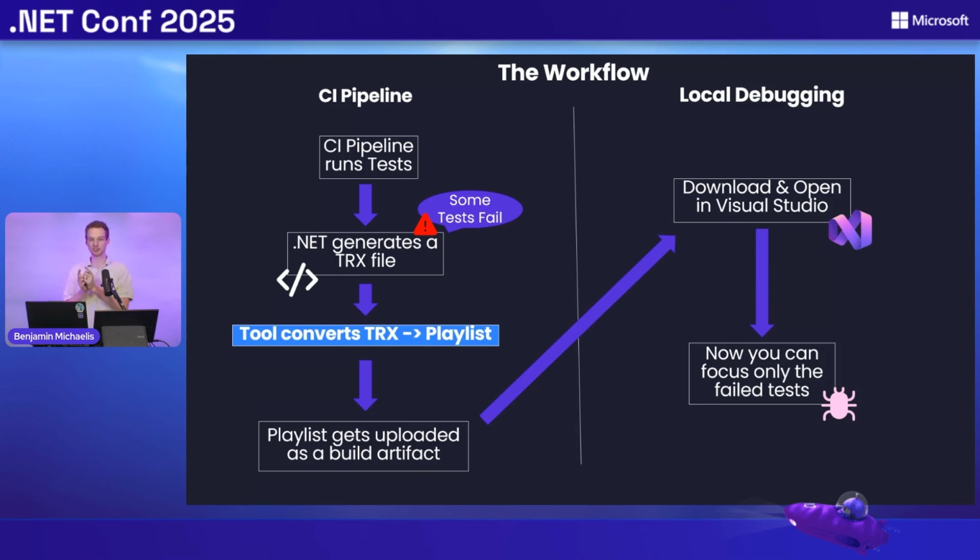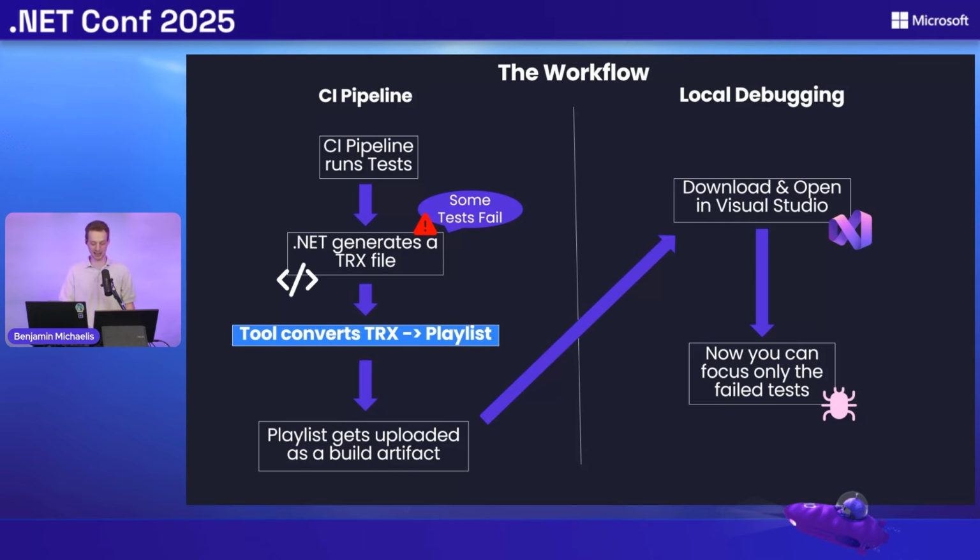Our tool then will convert the TRX file to a Visual Studio playlist, filtering just on those failures. We don't really care about all the tests. We just want to focus on the failures. The playlist then gets uploaded as a build artifact. So all we functionally have to do is see that the CI pipeline failed, download the build artifact, open it up in Visual Studio, and boom, we're actively debugging just the subset of failed tests that we're interested in.